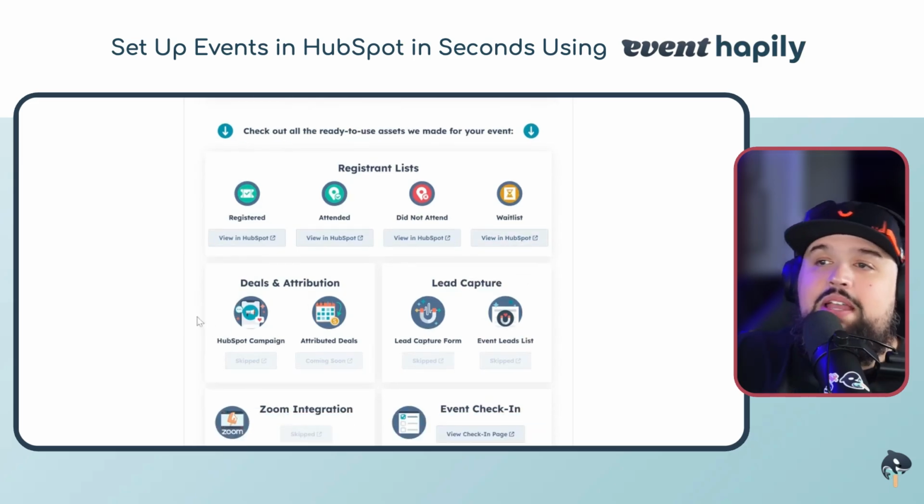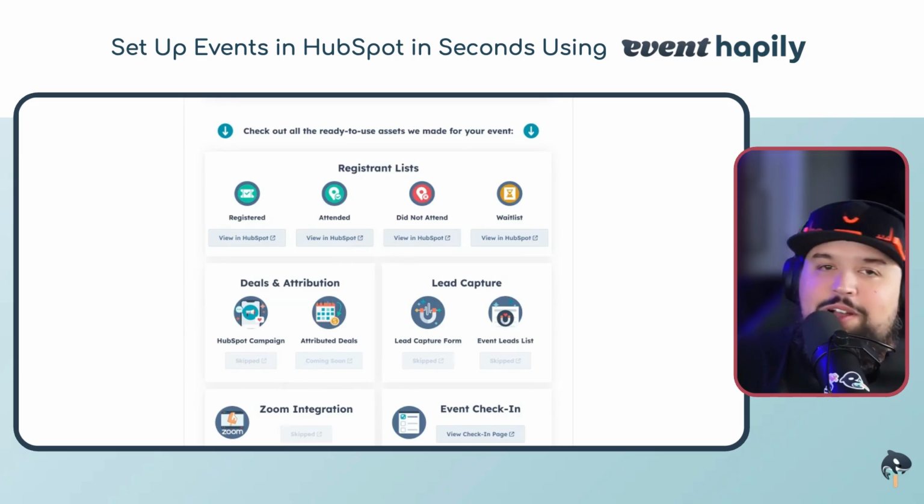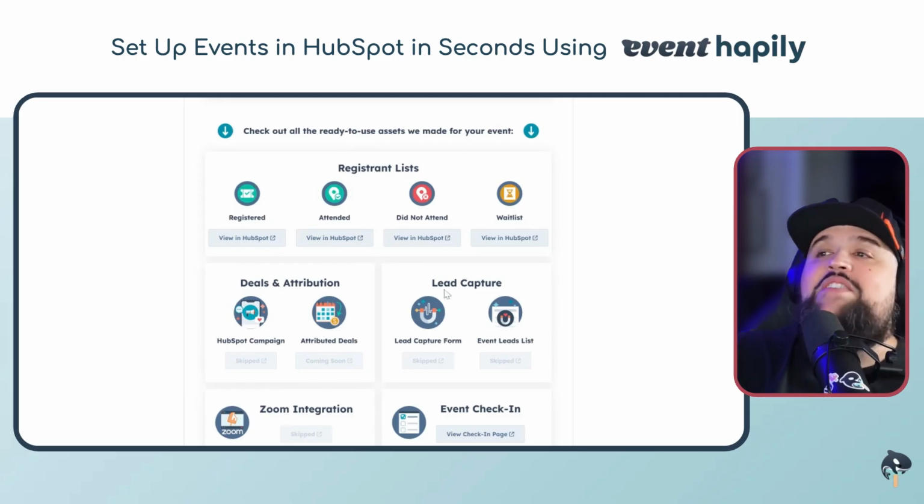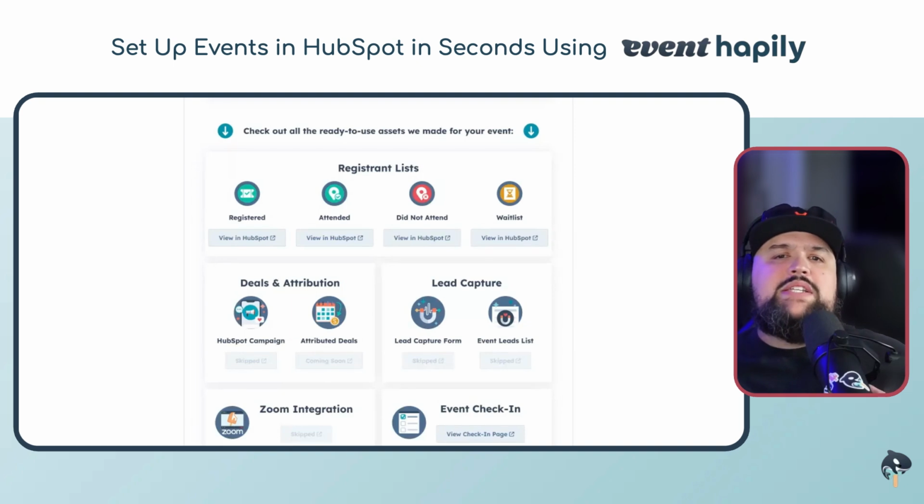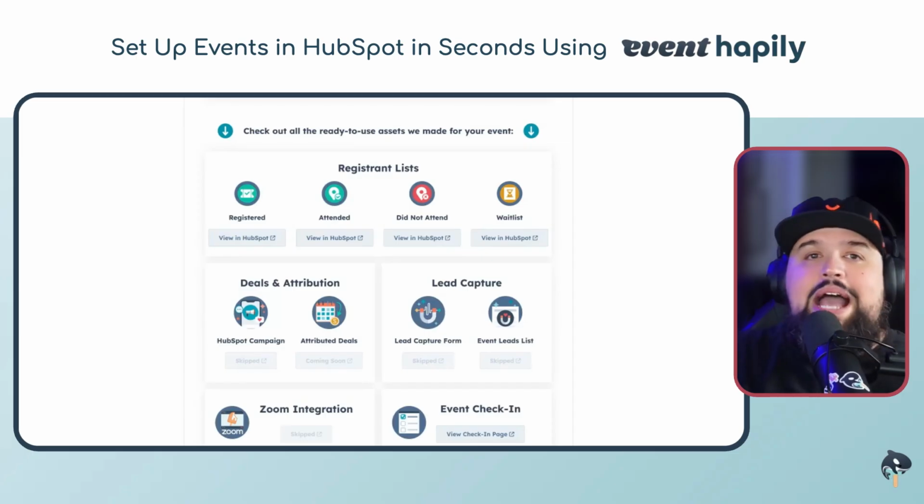And then down here, if I'd set up a HubSpot campaign, it would have created a HubSpot campaign and linked to it. Coming soon, we're going to have attributed deal lists as well. We'll talk about deal attribution in another video. And then if I had chosen to do lead capture at the event, which again, that motion is not necessarily creating registrants. It's really just associating contacts to the event with an event lead association label. I'd see those here as well as a list that goes along with it.